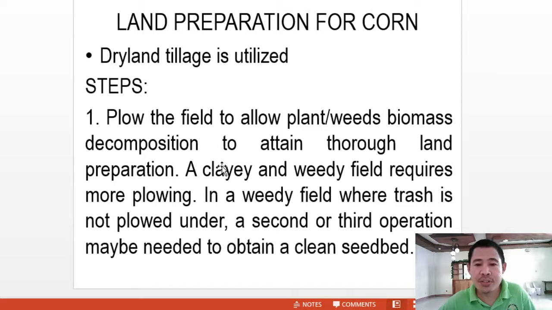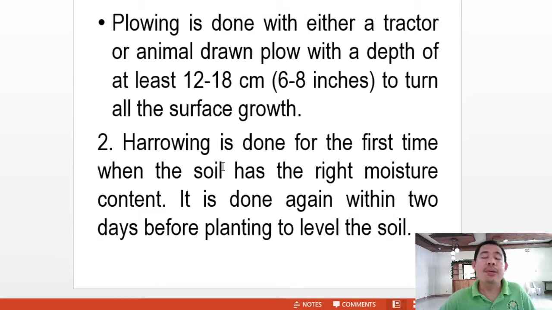Here are the steps. You have to plow the field to allow plant weeds, biomass decomposition to attain thorough land preparation. Clayey and weedy field requires more plowing. In a weedy field, where grass is not plowed under, a second or third operation may be needed to obtain a clean seedbed. Plowing is done with either a tractor or animal drawn plow with a depth of at least 12 to 18 centimeters, 6 to 8 inches to turn all the surface growth.